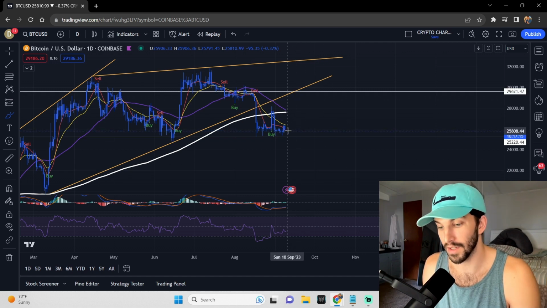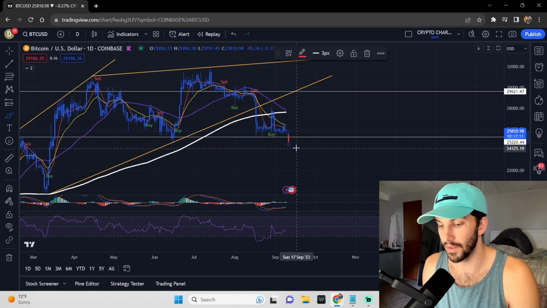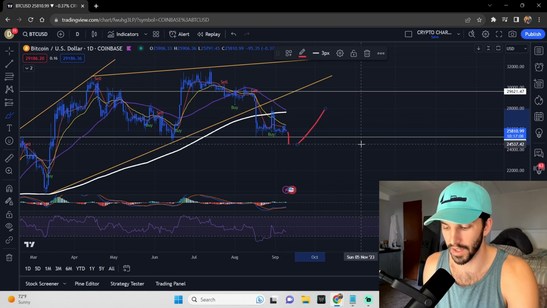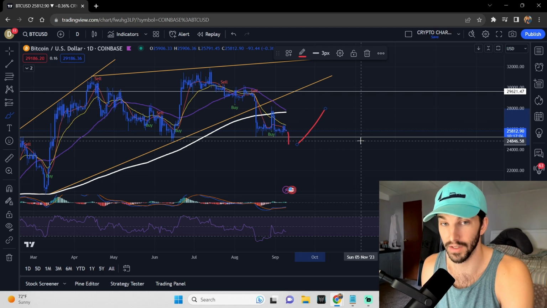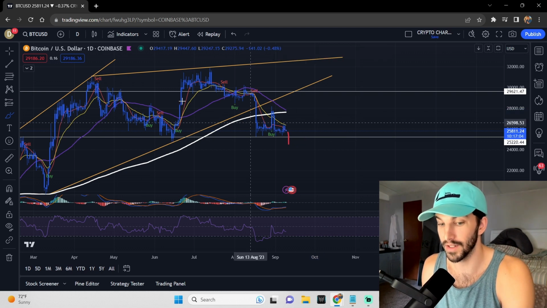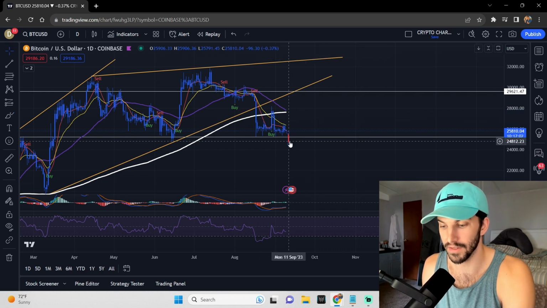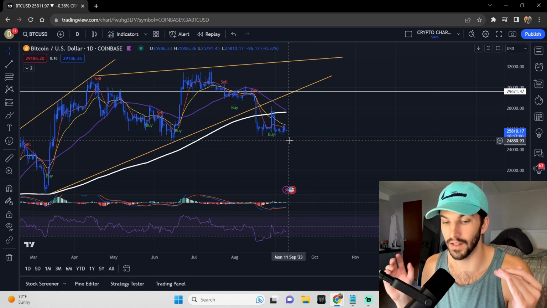But in the meantime, if this does decide to break this line and close below there, and we see no kind of recovery after it does so, very quickly after it does that, we are going to see this thing start to have some major downside, and the crash actually could begin this week.